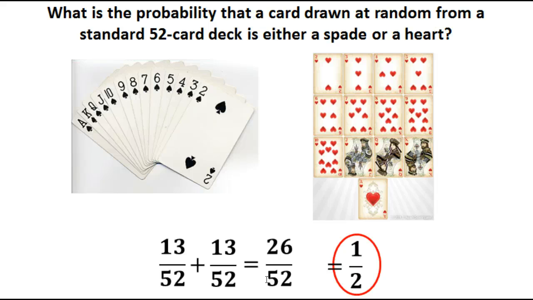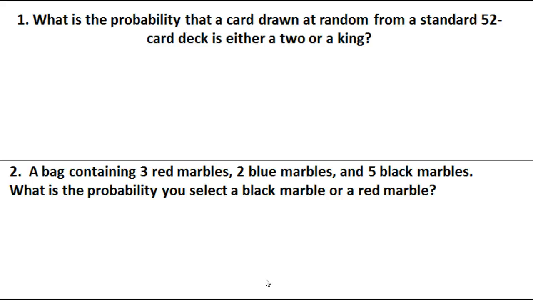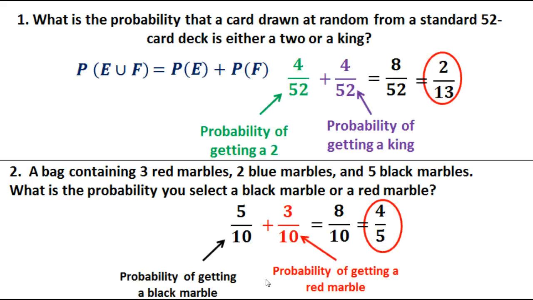Okay, now let's try something similar. Here we've got two different problems. I want you to go ahead and try these on your own. It's a similar process to what we just did. So go ahead and pause the video now. Okay, here are your answers on those. It should have been 2 over 13 or 4/5. If you wrote those as decimals, that's fine for right now. We're just trying to get the practice in.